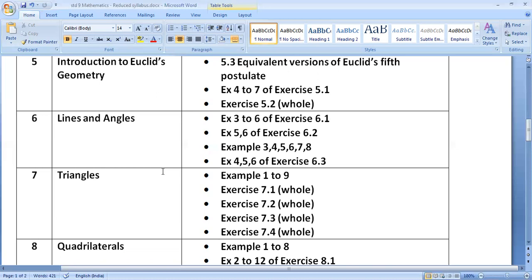This is the most important theorem. It might be asked in the examination as a 3 or 4 mark question. Mostly it is asked as a 4 mark question. Let's come to page number 95. Example 1 and example 2 both are included.